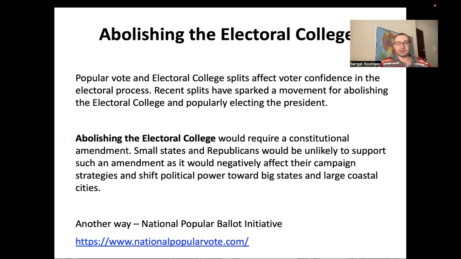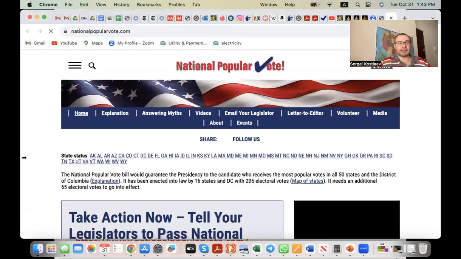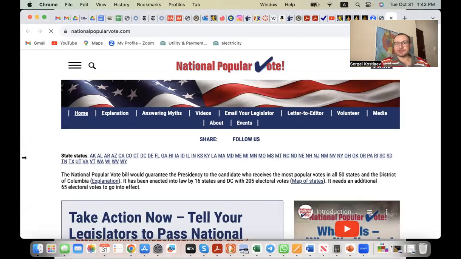Another way is a national popular ballot initiative. Let's see if I can make it work here. Yep. So this is the pact among states who say once we have states which have 270 electoral votes, at that point we will distribute our electoral college votes in accordance with the popular vote.